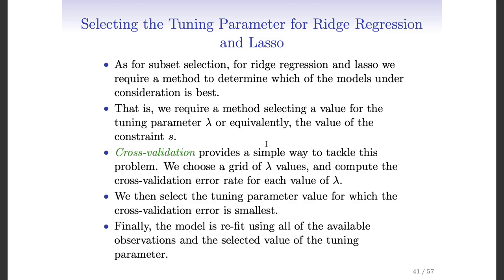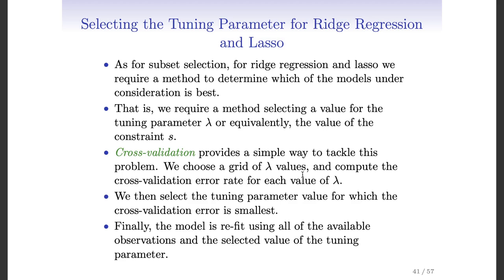Okay, we have seen that we need a method for selecting lambda, or if we like to adopt the budget notion. So we have seen that we have an equivalent formulation where, rather than selecting lambda, we decide the budget that we have in terms of the sum of the absolute values of the coefficients, or in terms of the sum of the squared values of the coefficients. And a general purpose method is cross validation.